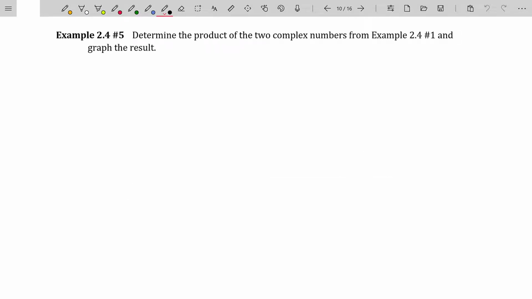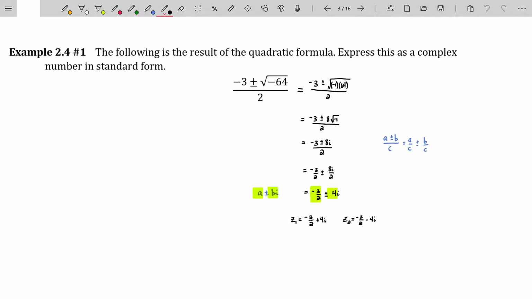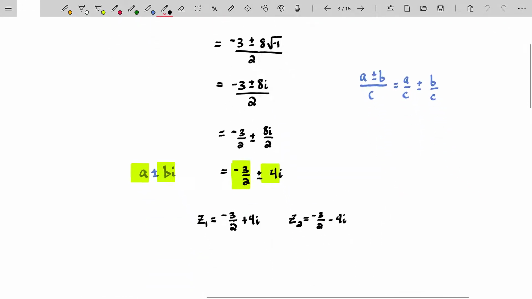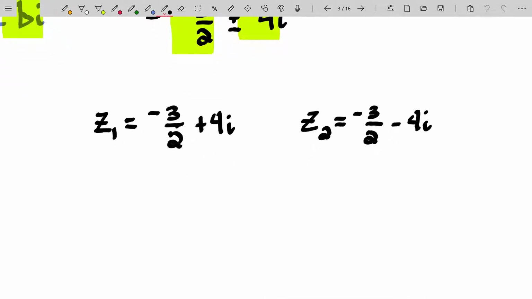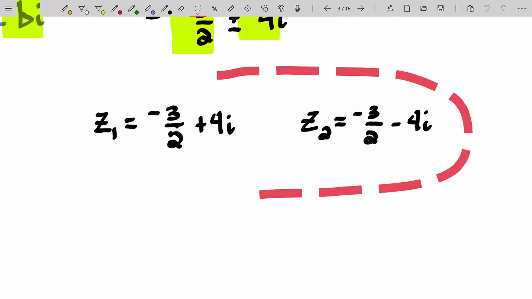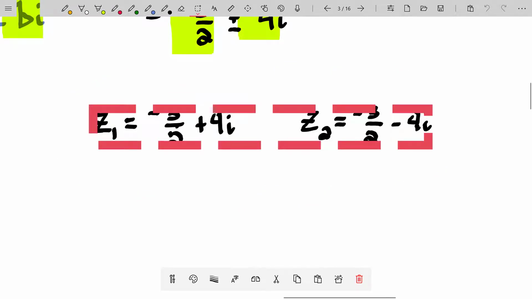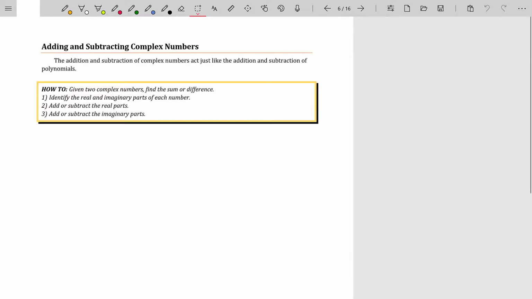Now, just as a reinforcement, let's determine the product of the two complex numbers from our very first example way back when, and I'll bring those up in a moment, and then graph the result. That example was this one right here, where we took the result of a quadratic formula and rewrote that solution in terms of imaginary numbers and then as complex numbers. So we had these two complex numbers right here. What we want to do is multiply them. These are very special complex numbers. When we multiply them, we're going to find out that something very special happens with the mathematics in the background.